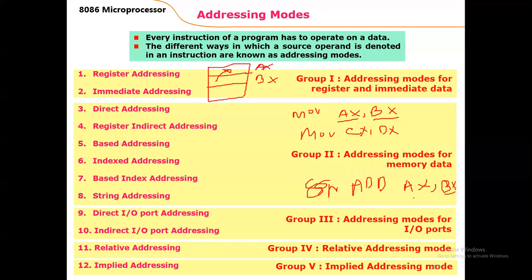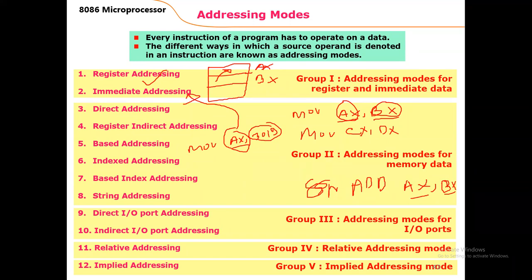Okay, register to register transfer and register to register addition all use registers. This is called register addressing. But in immediate addressing, one is the register and another is the data. Suppose this command: MOV AX, 3019. This is hexadecimal data, 16-bit data. This data is transferred to the AX register. So there is one data and one register. This is an example of immediate addressing.